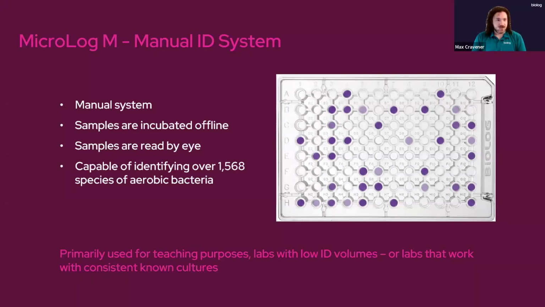So now I'm going to dive in a little bit more into each of these ID systems. So the manual system, samples are incubated offline and you read by eye using presence or absence of color development as your output. And using this system, you're able to identify a little over 1,500 different aerobic bacterial species. And again, this is good for labs which are using low volumes or educating.